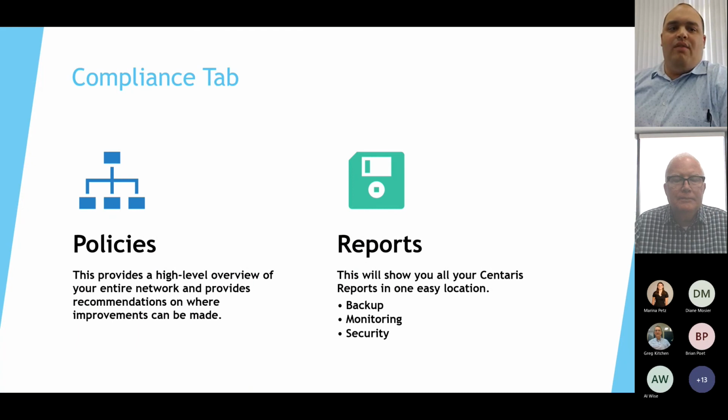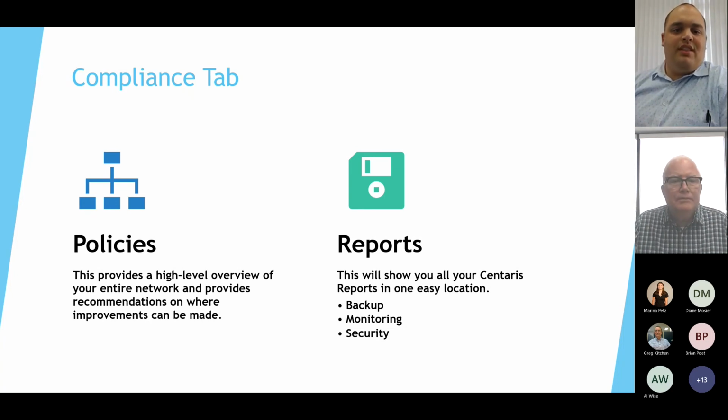The last tab I wanted to go over today is the compliance tab. Under policies and the compliance tab, it's a high-level overview of your entire network, and it provides recommendations on where some improvements can be made based on standard best practices. If you have some machines that are out of warranty, it's going to show you all those PCs or servers that are out of warranty. If you don't have MFA enabled in the one section, it's going to say, hey, we need to enable MFA for these users. It gives you a little overview of what may or may not need to be done to your network to make it the most secure based on industry best standard practices.